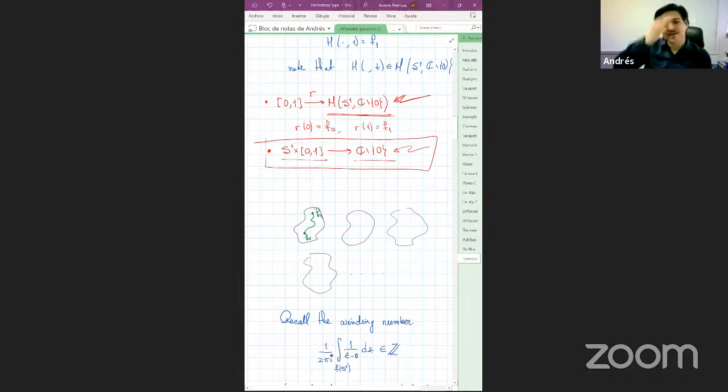Okay, now that is an integer. If I make the path integral along any curve that doesn't go through the origin, and that's why f goes from S1 to the complex numbers minus the origin, that is an integer, and that's the winding number of the curve. Okay? Right.